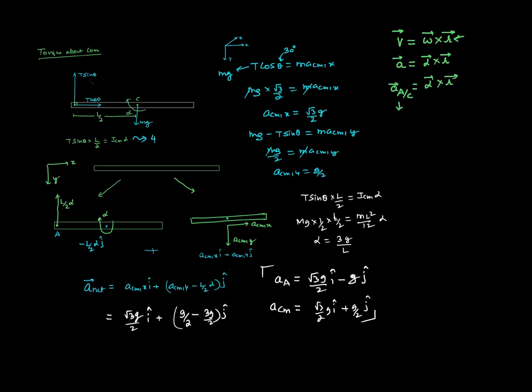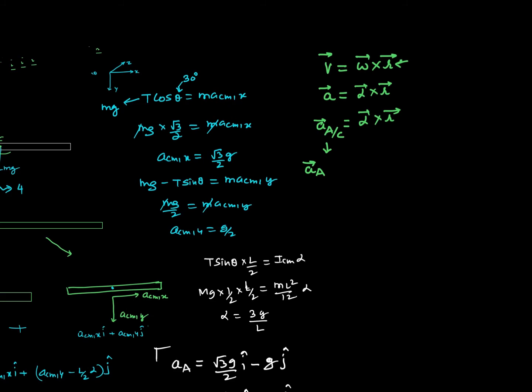And then further, the acceleration of this point A with respect to the center of the mass, I can write as the acceleration of point A, I will zoom it, it will be better. We'll write down the acceleration of point A minus the acceleration of the center of the mass from ground frame, which is going to be equal to alpha cross r. So the acceleration of point A from ground frame will be the acceleration of the center of the mass plus alpha cross r. And here we can calculate whatever alpha and r we have in vector form.